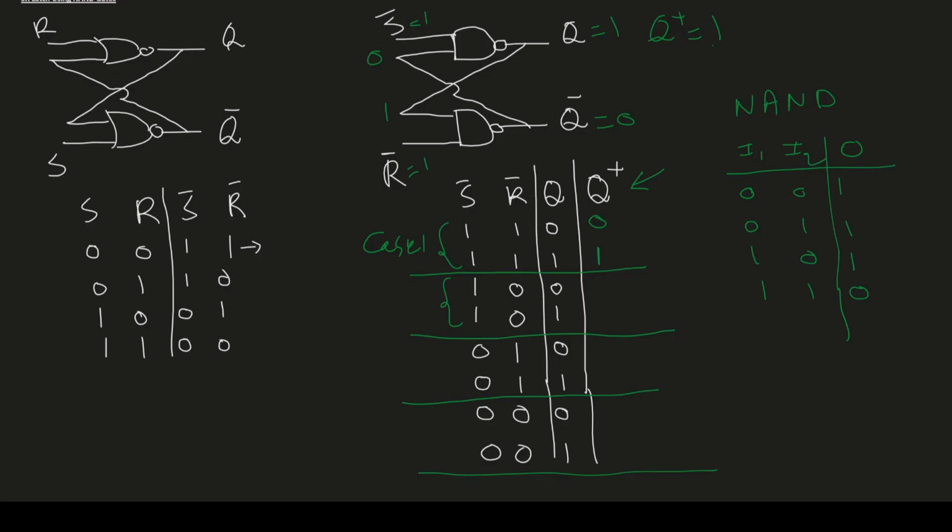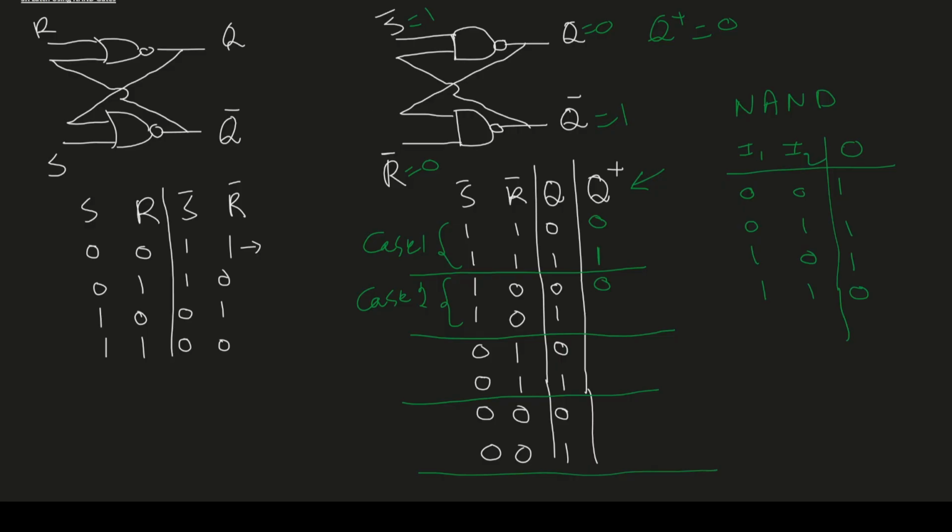Now for case 2. Case 2, S bar equal 1 and R bar equal 0. So this is 1 and R bar is 0. Let's start by assuming the current state Q is 0. So 0 will come here. 0 and 0, the output is 1. 1 will come here. The top NAND gate, we have 1 and 1. So 1 and 1 will give us 0. So we have 0 here.